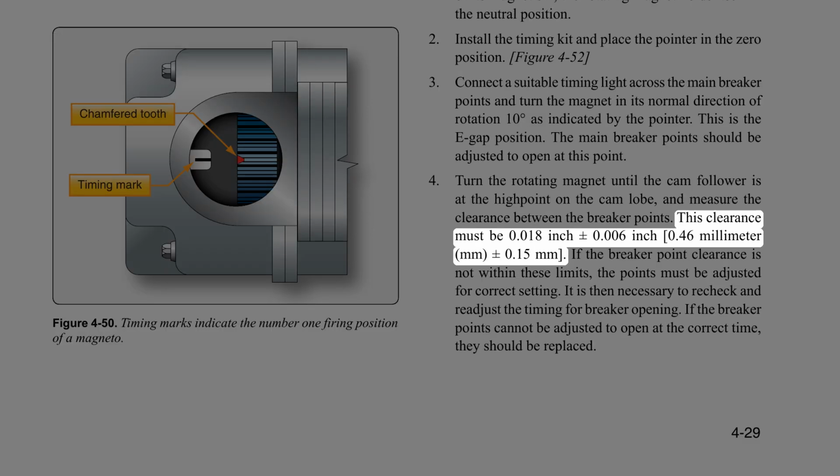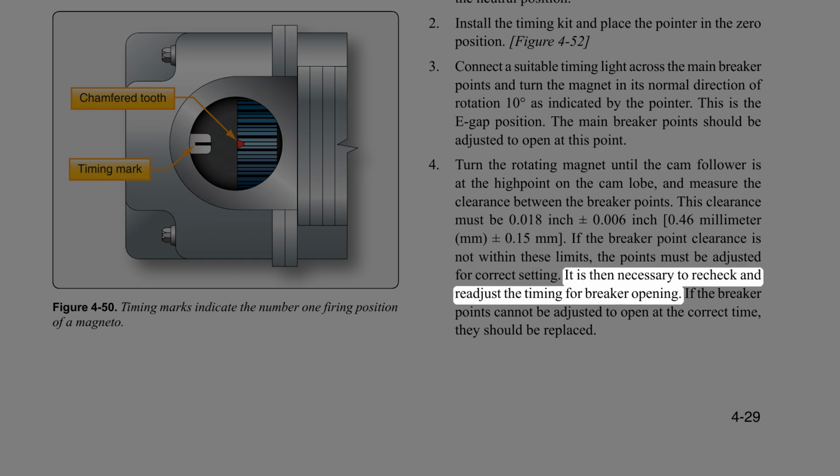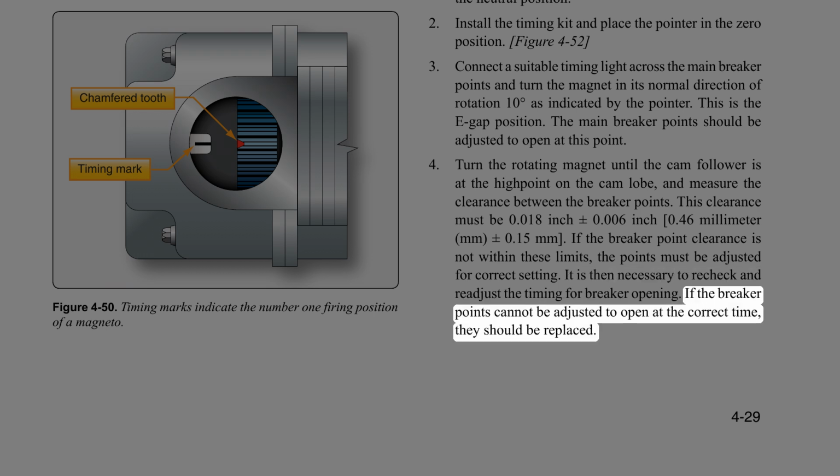This clearance must be 0.018 inch plus or minus 0.006 inch, 0.46 mm plus or minus 0.15 mm. If the breaker point clearance is not within these limits, the points must be adjusted for correct setting. It is then necessary to recheck and readjust the timing for breaker opening. If the breaker points cannot be adjusted to open at the correct time, they should be replaced.